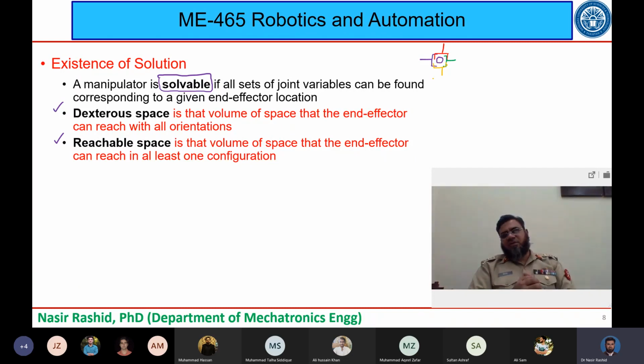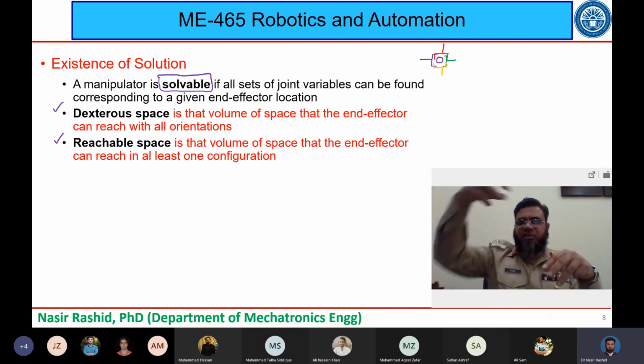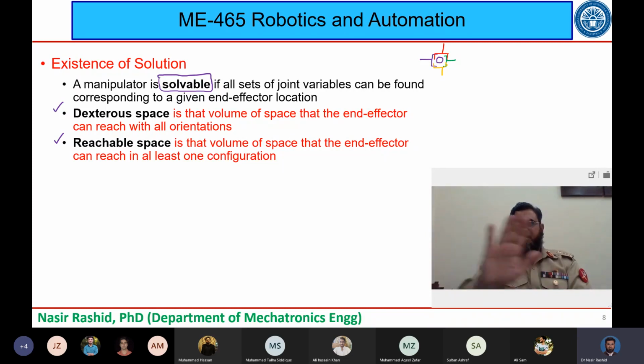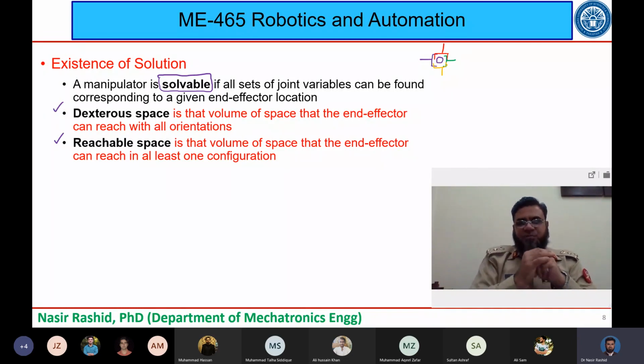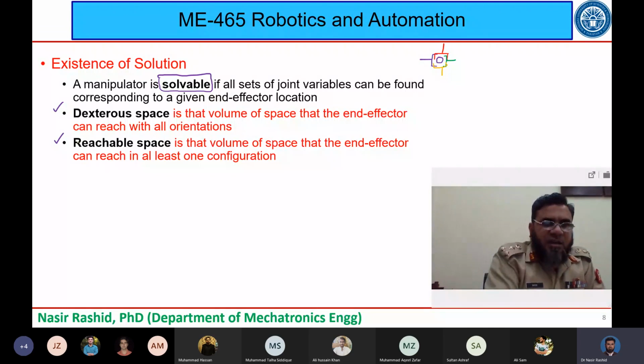सो ये तो मैंने सिर्फ 4 बताई हैं, लेकिन डेक्स्ट्रस स्पेस ये है कि वो 360 डिग्रीज इसको हर तरफ से, अगर मैं 2 डिग्री, अगर मैं इस प्लेनर रोबोट की बात करूं, लेट्स सी ये जो मैंने ग्रिपर बनाया था ये एक प्लेनर रोबोट है, तो वो इसको 360 डिग्रीज हर तरफ से इसको अचीव कर सके. सो देन वो स्पेस या वो पॉइंट जिस पे a manipulator or an effector can reach to that particular position with all orientations is called dexterous space. ठीक है. और सेकंड क्या है? Reachable space.